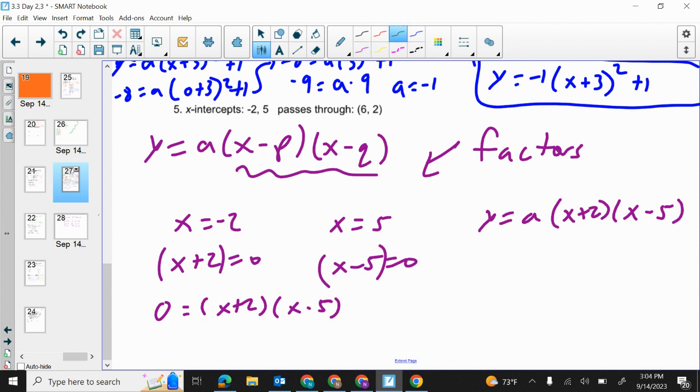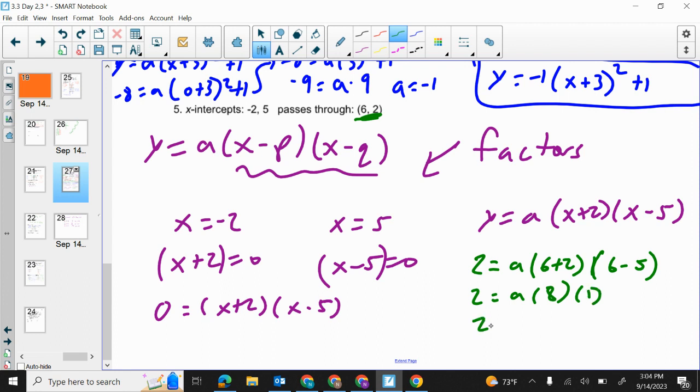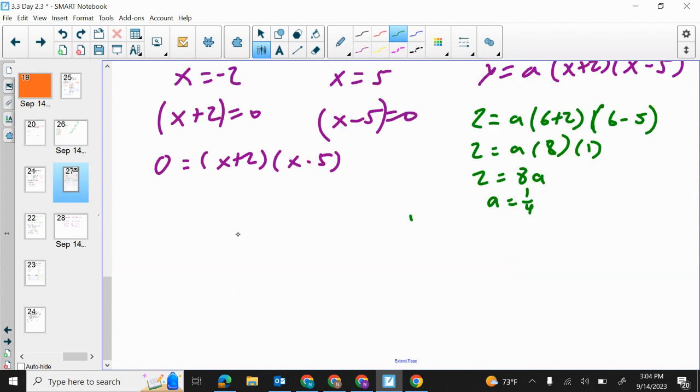From there, I can put in my extra point to get what a equals. My y is 2, so 2 equals a times (6 plus 2)(6 minus 5). So 2 equals a times 8 times 1. 2 equals 8a, so a equals 1/4. My final answer here would be y equals 1/4 (x plus 2)(x minus 5).